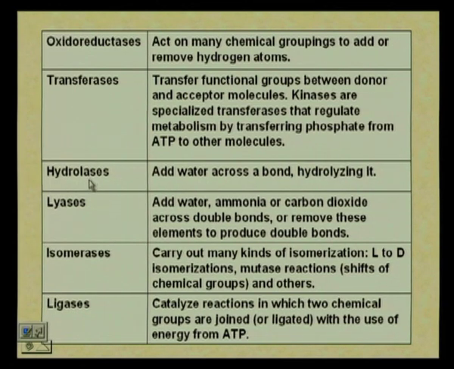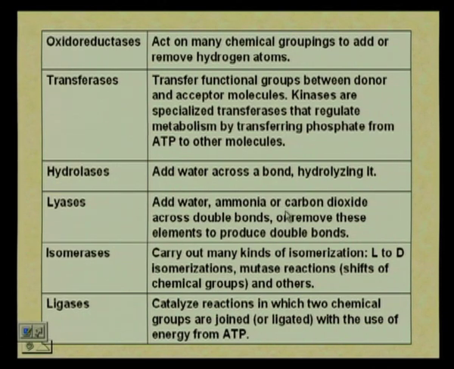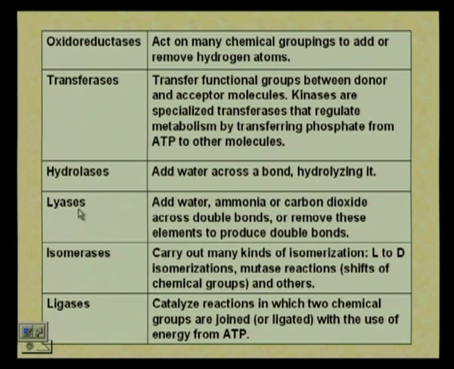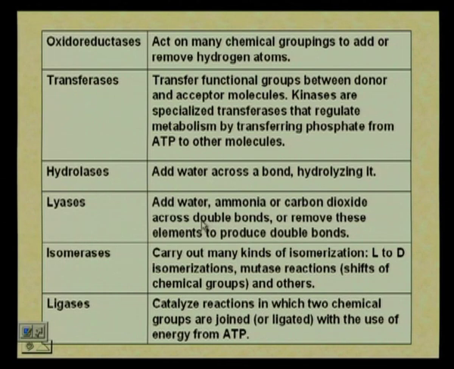Hydrolases, what does the name mean? Hydrolysis. So, hydrolases would do what? They add water across a bond. In doing that, what happens? It hydrolyzes the bond. We have lyases. What do lyases do? They add water, ammonia or carbon dioxide across double bonds, or they remove these elements to produce double bonds. So, lyases are the ones that add these small molecular moieties across double bonds or remove them to form double bonds.